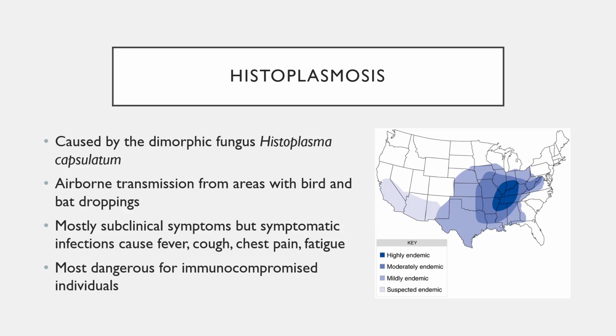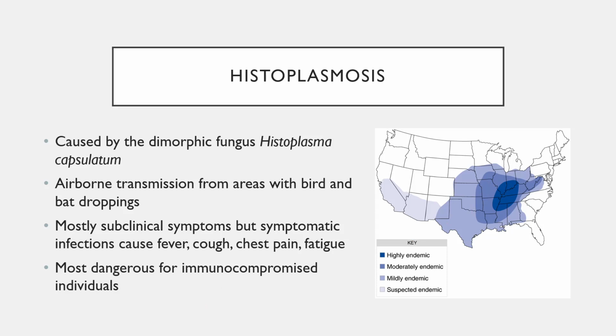In the United States, this disease is most common in the Mississippi and Ohio River valleys, where antibody surveillance has shown that as many as 75% of people living in these regions have antibodies for this pathogen, meaning that it is endemic and very common in these areas, and most people have been exposed but probably never developed a symptomatic infection.